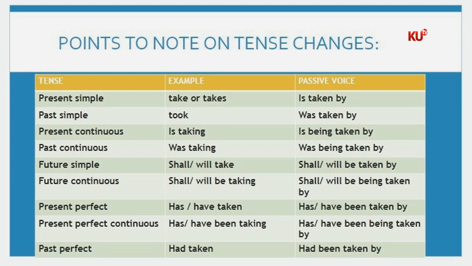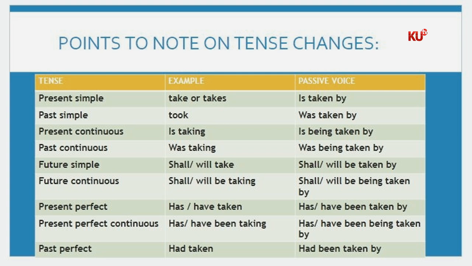When we come to present perfect continuous, here we have has or have plus our verb which has ing. For example, boys have been drawing a picture. We shall say a picture has been being drawn by John. Or John has been taking my book. My book has been being taken by John.